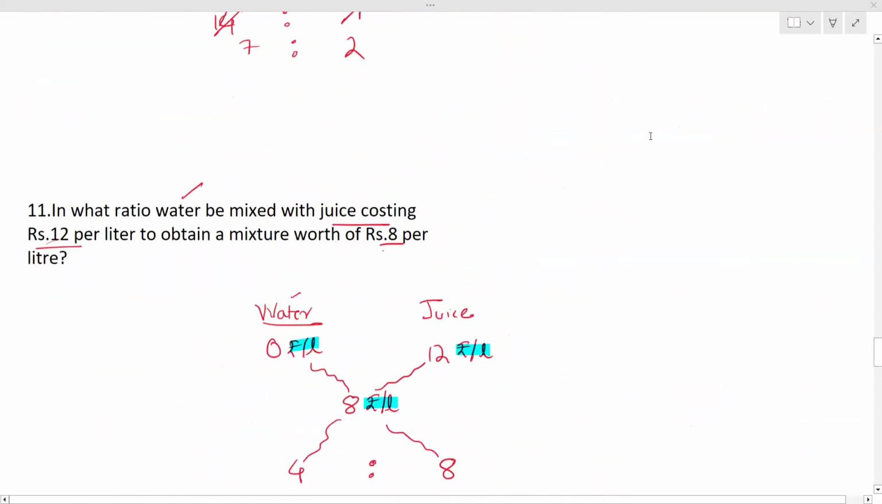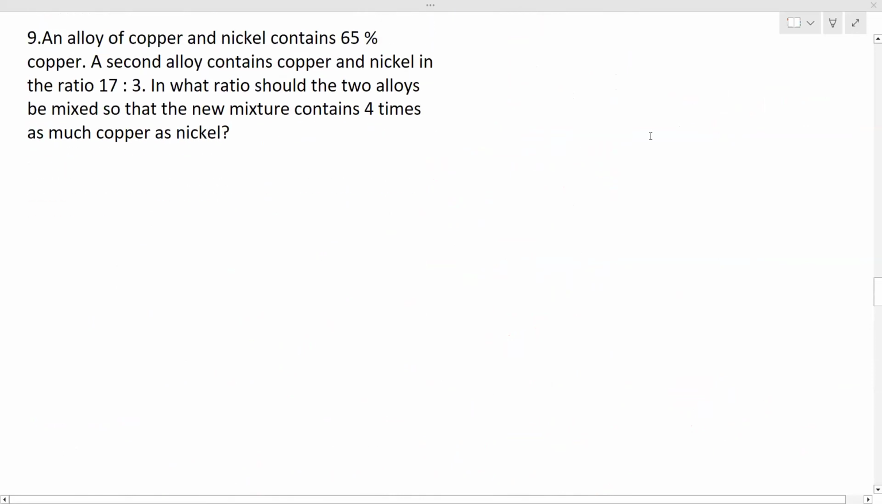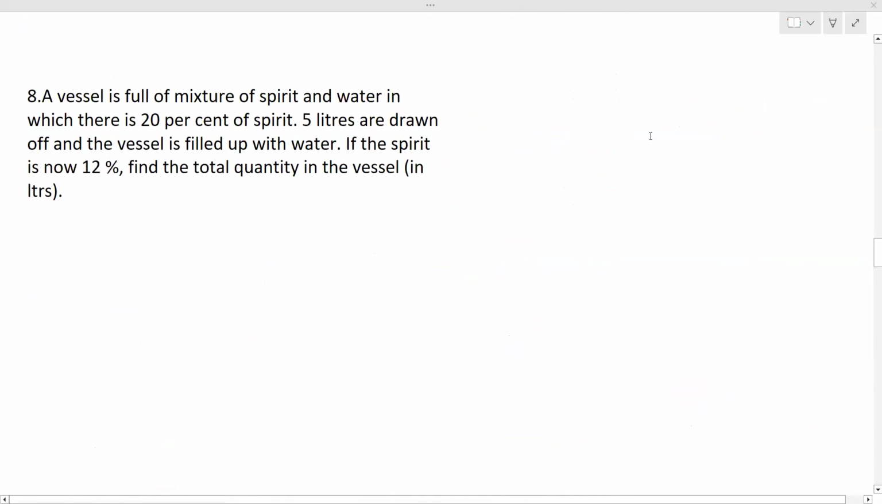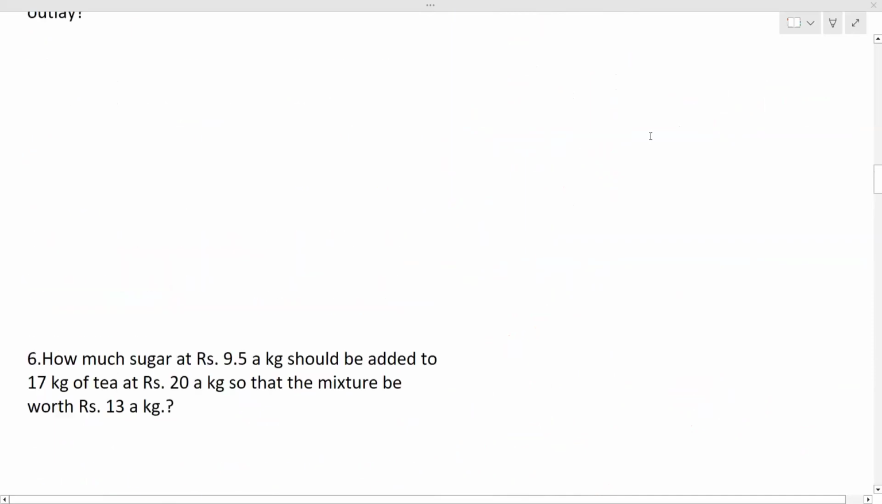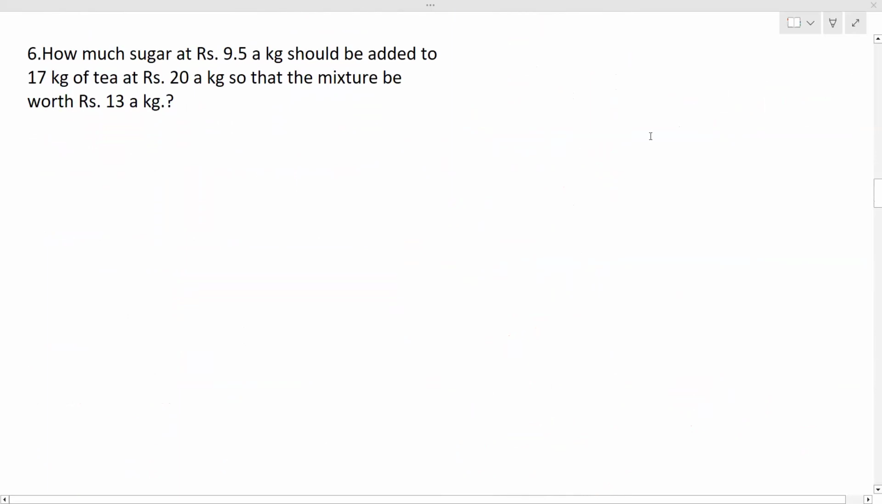Wait, let's go to the next question. Have a look at this question. How much sugar at rupees 9.5 a kg should be added to 17 kg of tea at rupees 20 per kg so that the mixture is worth rupees 13 a kg? Can you guys try this question? Come on, give it a try, quick. Let's say you have a minute.